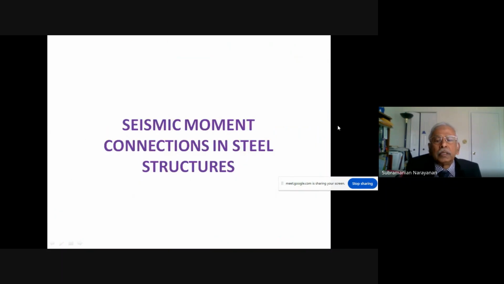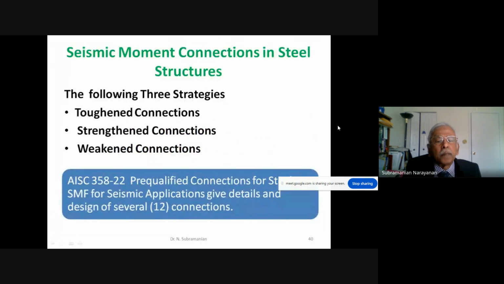So let me go to the seismic moment connections in steel structures. In order to avoid failure, the following three strategies are usually adopted: toughened connections, strengthened connections, and weakened connections. Actually, IS 15828 is an AISC code, sorry, AISC 358. It gives pre-qualified connections for steel special moment frames for seismic applications.